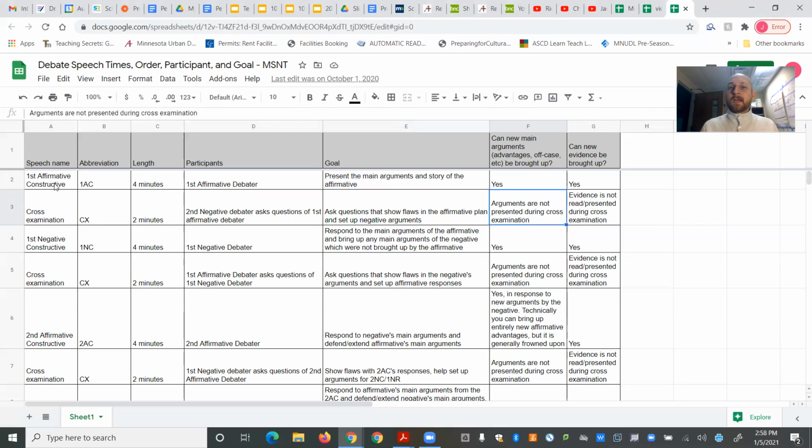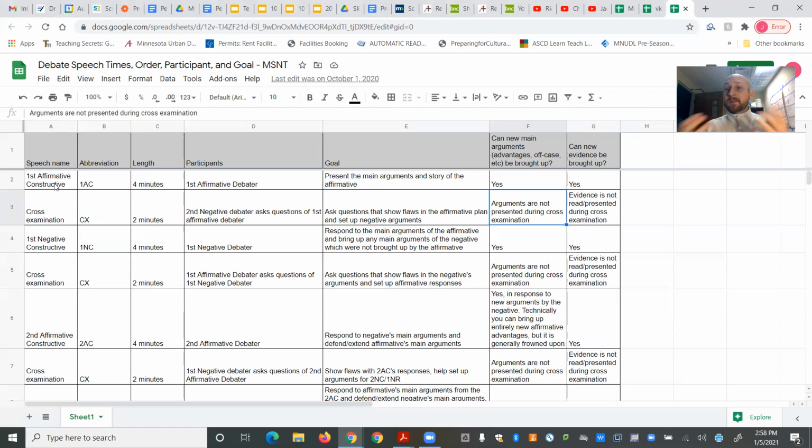Things like that. So can new arguments be brought up in this speech? Things like advantages, off case, etc. No, because arguments aren't presented during cross-examination. So you can ask the other team about the arguments they made. You can ask them what they meant by it or clarify it, but you can't bring up your own new arguments, right? You can help set up arguments, like the thing with the money.